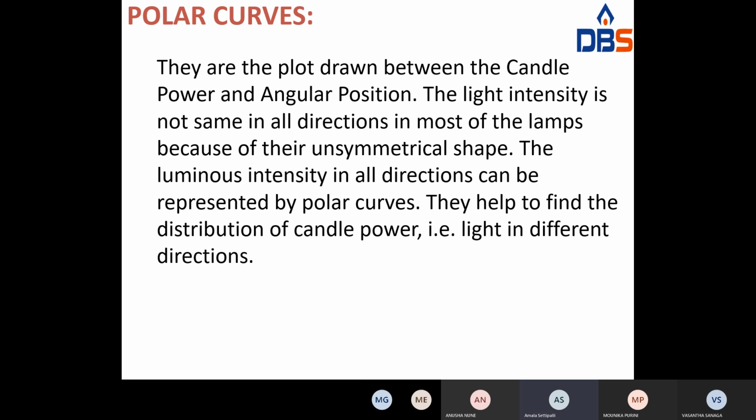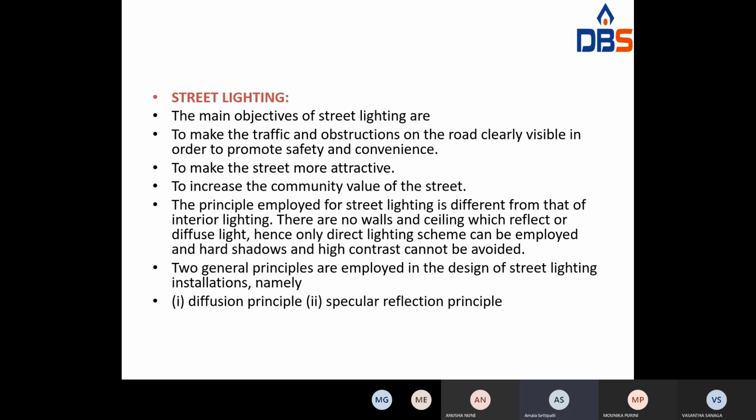So mainly you have used the discharge lamp. Why? Because these provide adequate illumination and are free of glare. In some cases you may have to use the filament lamps; tungsten filament lamps may be used.